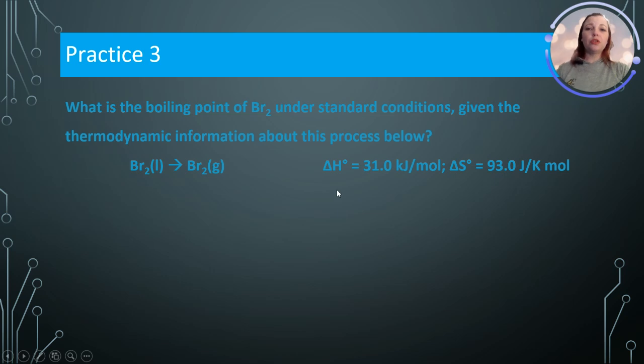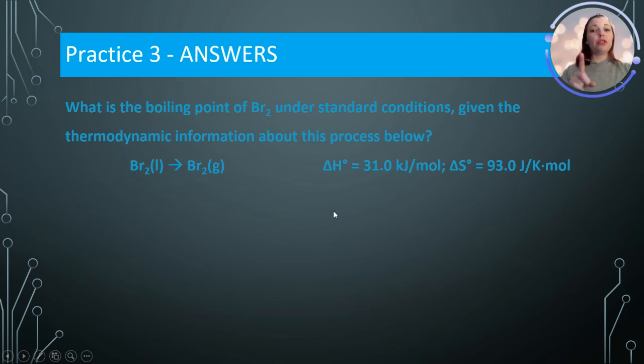Okay, so practice 3. What is the boiling point of Br2 under standard conditions given the thermodynamic information about the process below? We've got Br2 liquid going to Br2 gas, and so this, of course, is boiling or evaporation. And you've got delta H standard of 31.0 kilojoules per mole and delta S standard of 93.0 joules per mole Kelvin. You notice that both of these values are positive, and so we need to think about that in terms of thermodynamic favorability. If you want to try this on your own, go ahead and pause the video now because I'm about to talk through it.